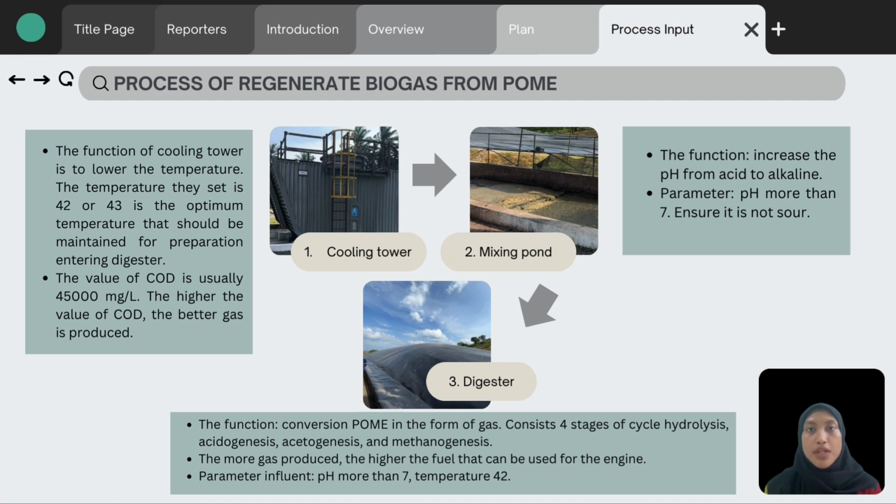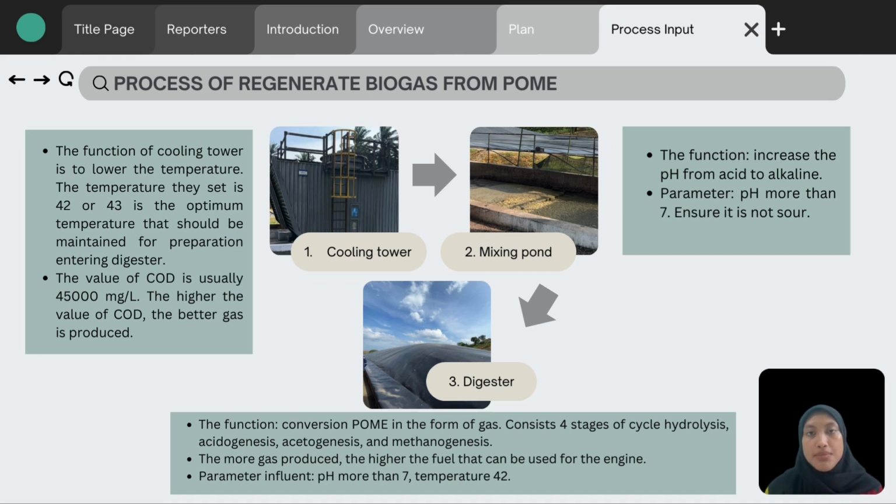Next, I will explain the processes involved in generating biogas from POME, which is palm oil mill effluent, and also the influent and effluent properties in the process. The first process is the cooling tower. The function of the cooling tower is to lower the temperature. The optimum temperature should be around 42 to 43 degrees, maintained in preparation for entering the third process, the digester. In the cooling tower, the value of COD is usually around 45,000 milligrams per liter, where the higher the value of COD, the more gas is produced.